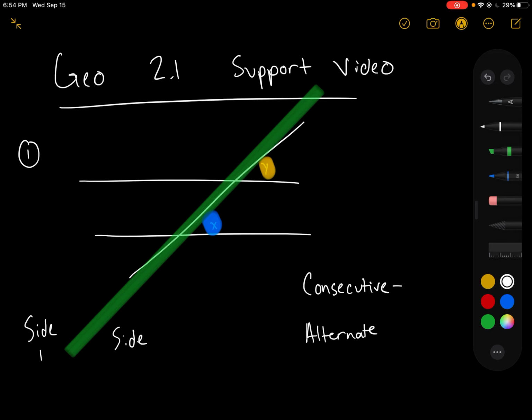So consecutive are going to be on the same side, and alternate angles are going to be on opposite sides. So in this case, both of these are on side 2. X and Y are on the same side of that transversal. So we know that X and Y are consecutive angles.